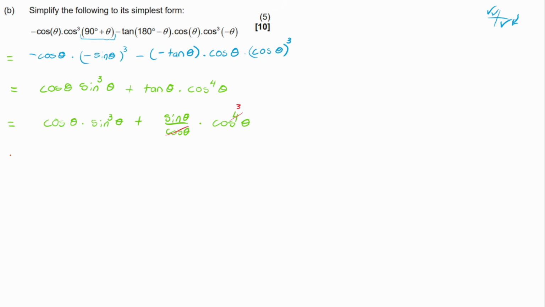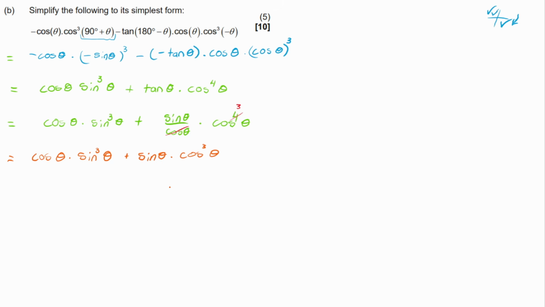So let's move to a different color. So when I do that, cos theta sine cubed theta plus sine theta cos cubed theta. So that's what I've got going for us over there.